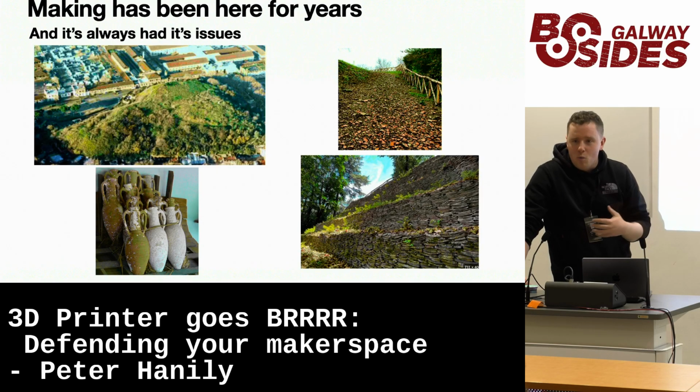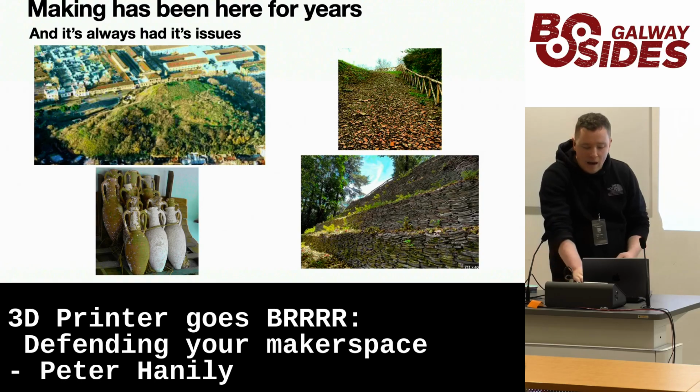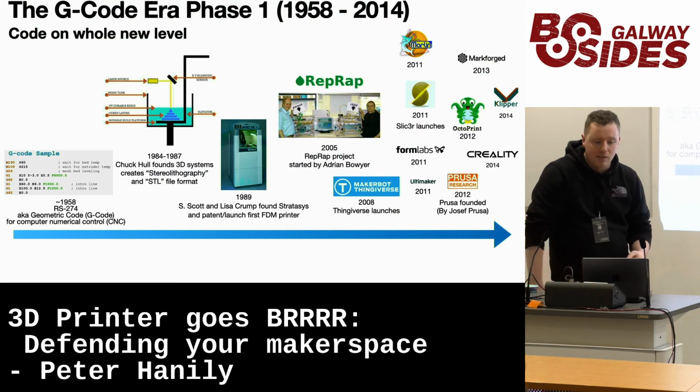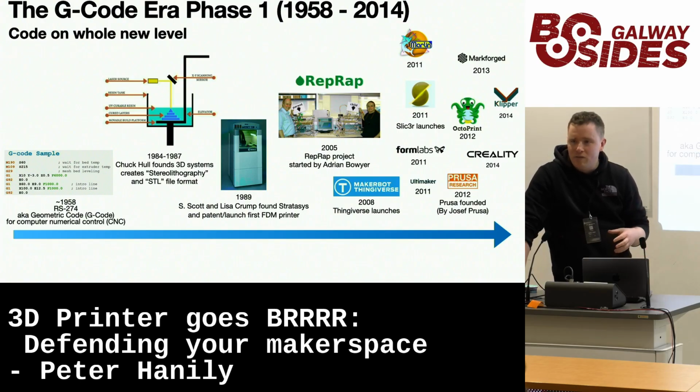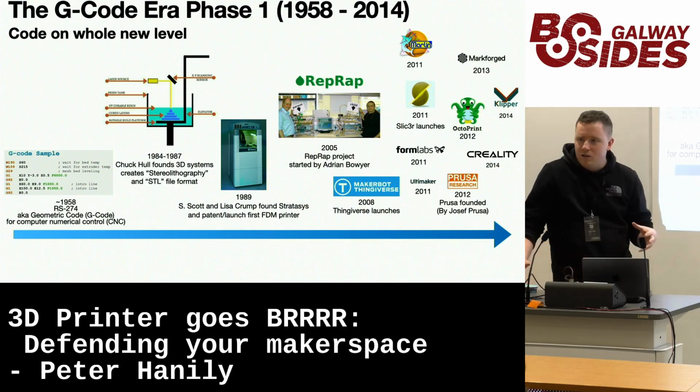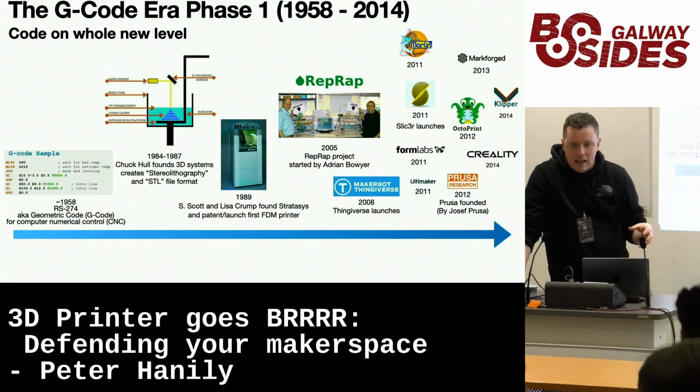So humanity has been making things for thousands of years, and we've always had issues, but we've had to do it for various purposes. And now we get to 3D printing. Way back in 1958, at MIT, they start experimenting with computer numerical control code. This was maybe a year after Fortran was released. You see what's called G code, or RS-274.